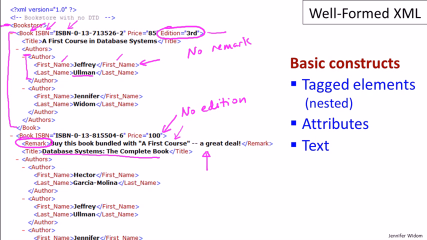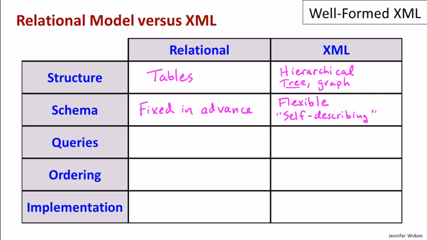And the third example I just wanted to give is the number of authors. So this first book has 2 authors. This second book, you can't see them all, but it has 3 authors. Not a problem in XML. Having different numbers of things is perfectly standard. So the main point being that there's a lot of flexibility in XML in terms of the schema.